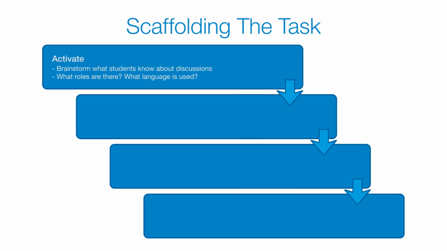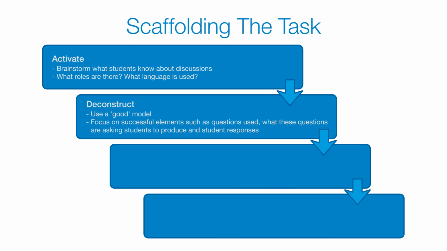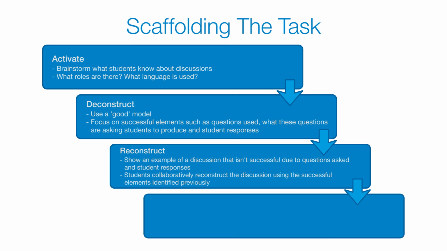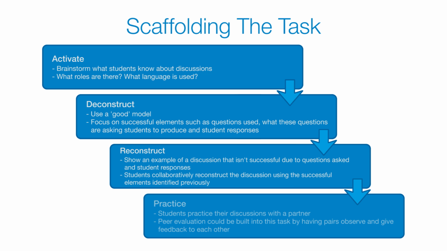Activate. Find out what your students know. Deconstruct. Analyse the elements that go into a successful discussion. Reconstruct. Get students to collaboratively apply successful elements. Practice. Peer practice and evaluation assists student performance. Reflecting on questions or how discussions are led can assist in improving student learning and assessment.